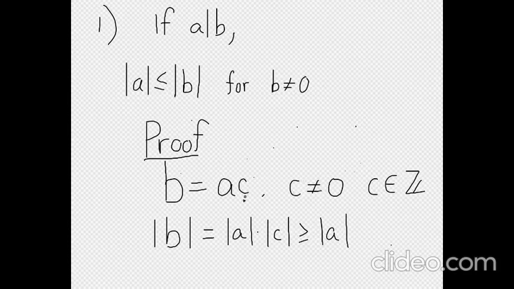Since b equals ac, the absolute value of b is equal to the absolute value of a times the absolute value of c. Since c is not 0, the absolute value of c must be greater than or equal to 1. So the absolute value of a times the absolute value of c is greater than or equal to the absolute value of a.